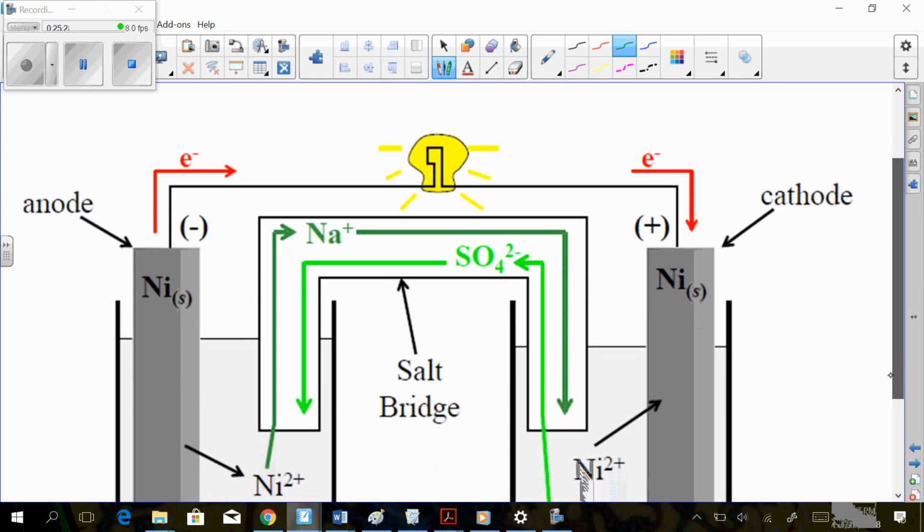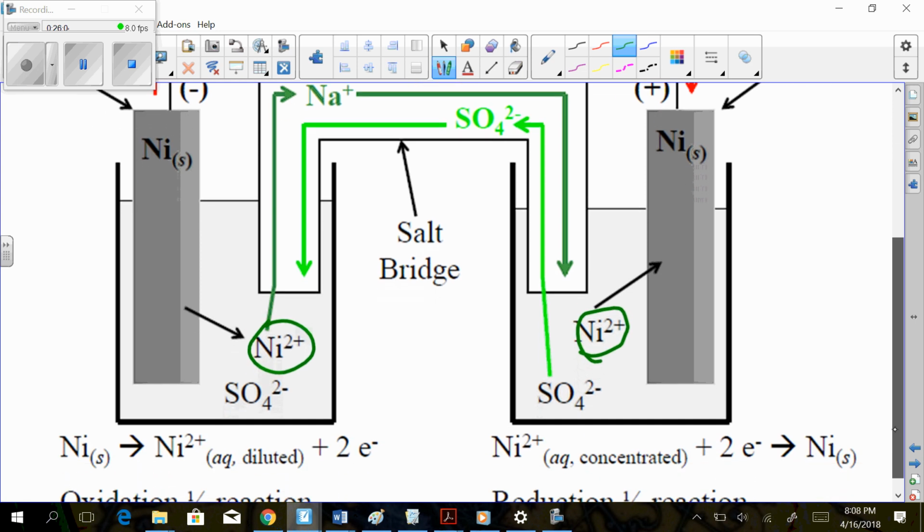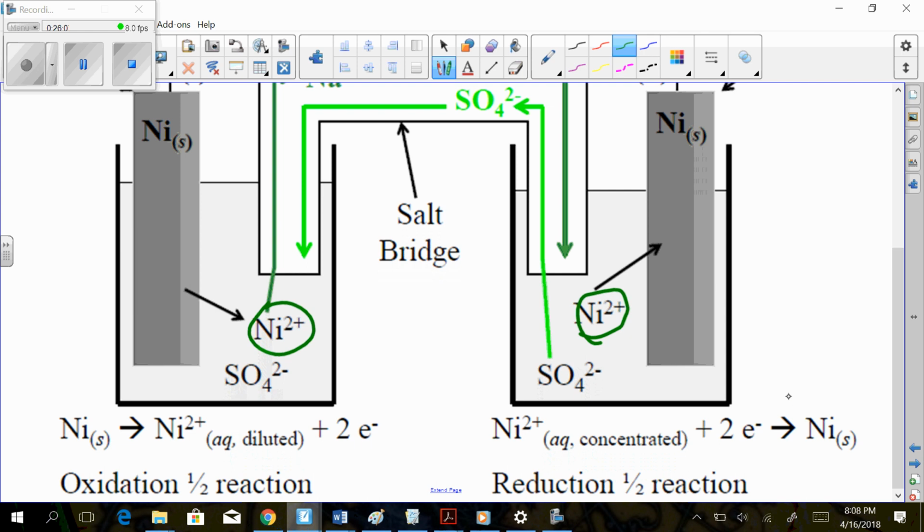And so right here we have a cell, and if we look at that, we have nickel. Nickel metal is both our anode and our cathode, and it's dipped in a solution of nickel ion. The electrons still flow from the anode through the light bulb into the cathode. And if we look down here, we still have our salt bridge. So everything is the same. Now, what is different than before is the concentration.